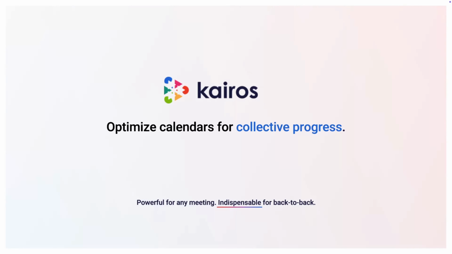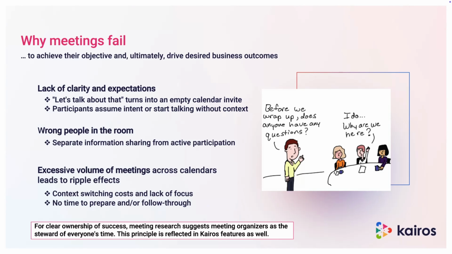So why do you need Kairos? Why are most busy calendars working against achieving your objectives? Why do meetings fail to deliver the outcomes they're meant to? Research and decades of experience point us to three consistent problems. Number one, the purpose and expectations are not clear. Number two, the wrong people are in the room.